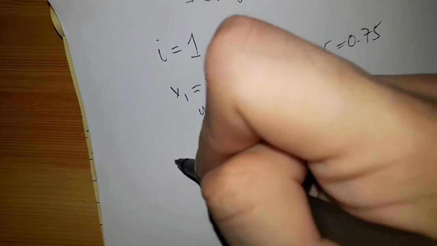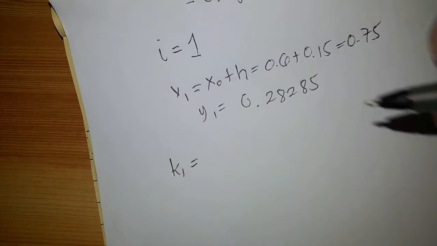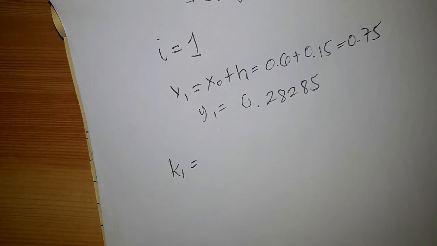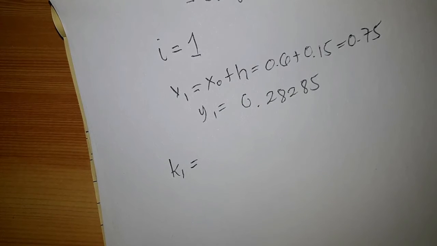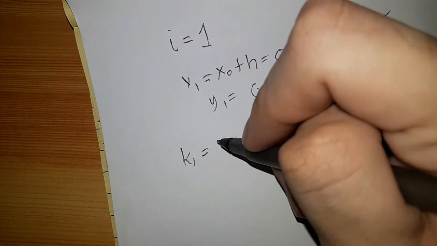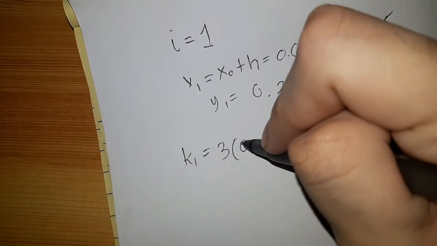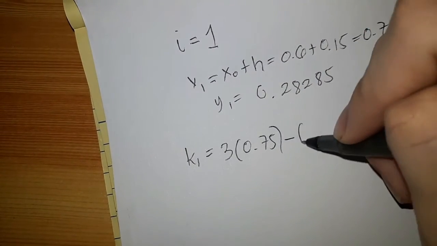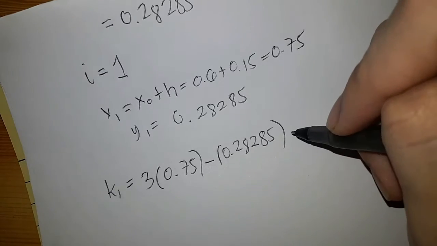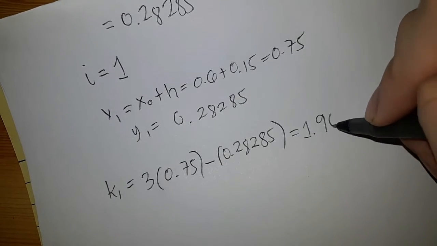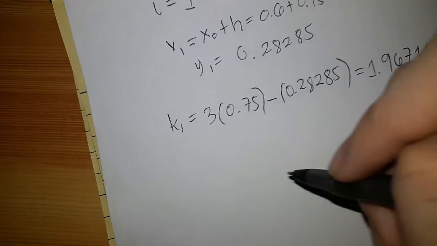So let us now obtain the value of k1. For this part, I will directly substitute all of the values in the equation, because I have already given the equations and their corresponding variables in the first part of this problem. So for k1, 3 times 0.75 minus 0.28285 is equal to 1.96715.